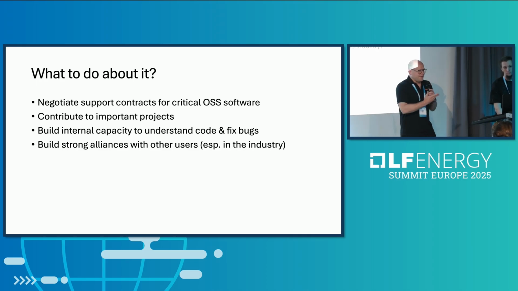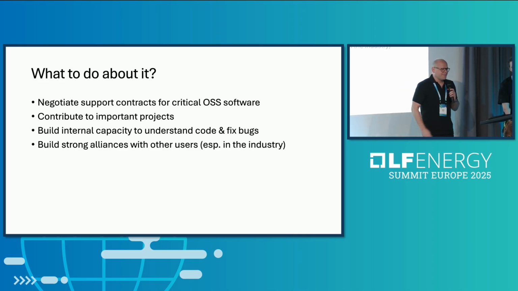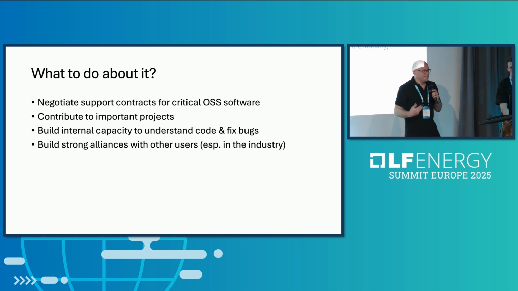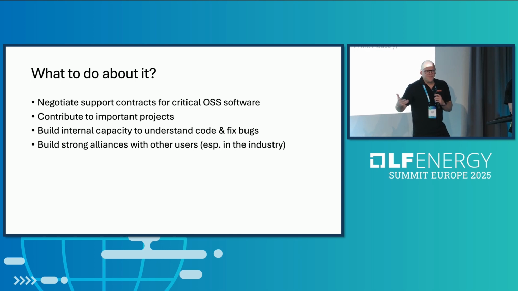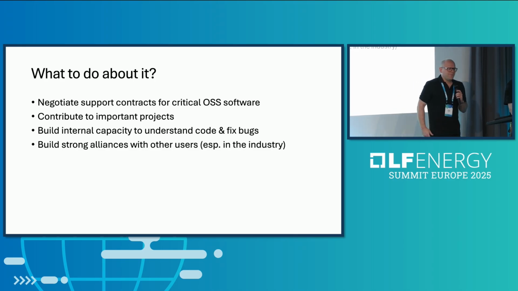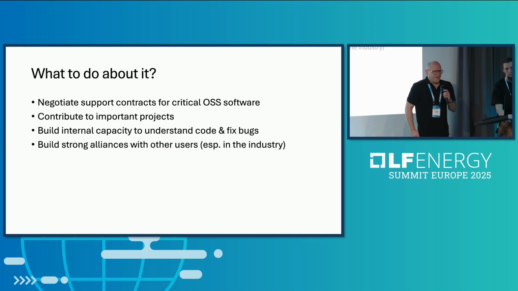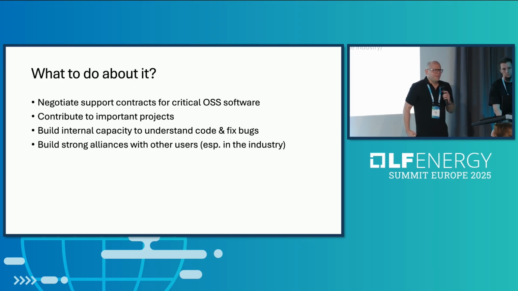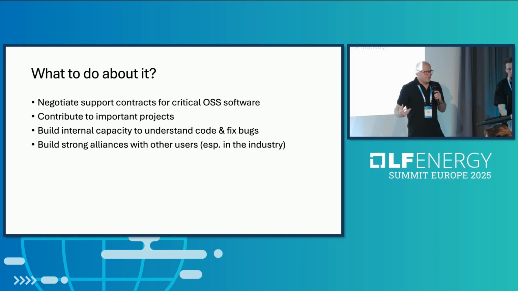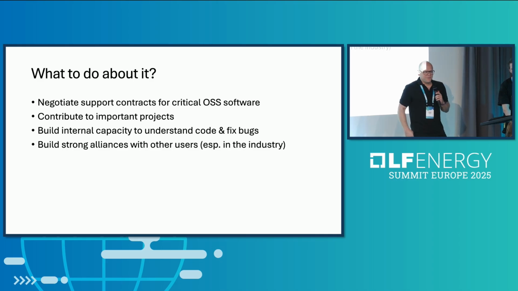And I think a lot of what people like Sebastian are doing is building internal capacity, generating understanding that open source and community work differently from your regular business, and then helping fix code, understand code, fix bugs. And of course, and this conference is a good example, build strong alliances with other users and communities.